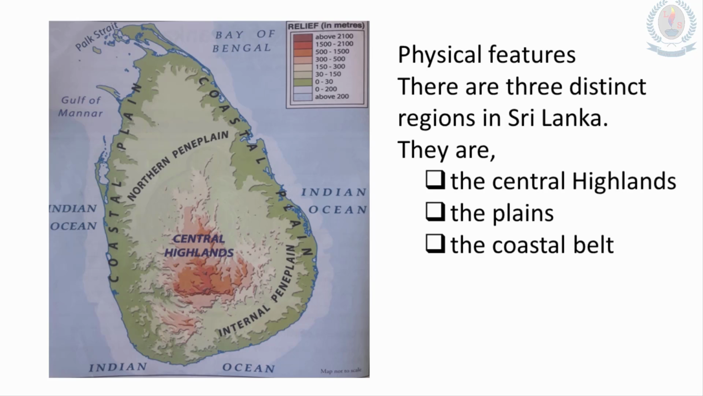The next distinct regions are the plains. Most of the island's surface consists of plains between 30 and 200 meters above sea level. The Central Highlands are located in the heart of the country. It is a high plateau.